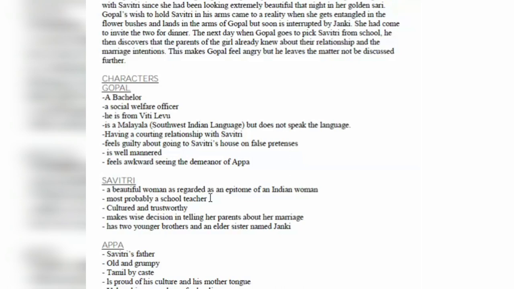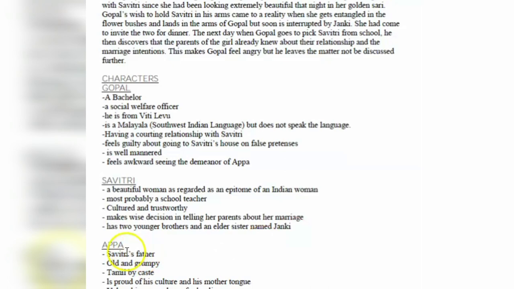She is cultured and trustworthy. We know she's trustworthy through how she reacted with her parents. Her parents trust her to be able to make her own decisions, choosing the man she will marry. Now she makes a wise decision in telling her parents about her marriage. So she's matured. She's very wise as well. She has two younger brothers and an elder sister named Janki. Now Janki was the one who interrupted them while they were lighting the candles.